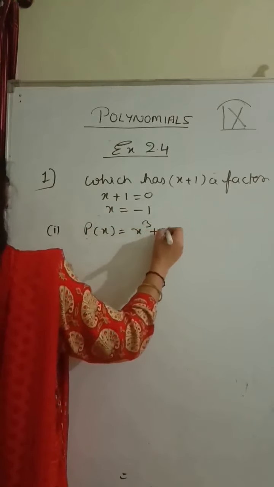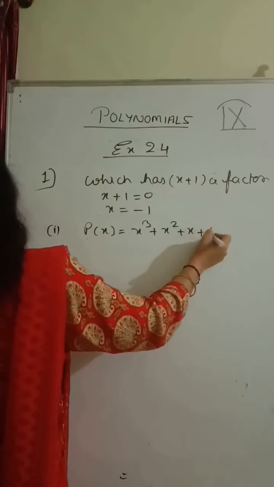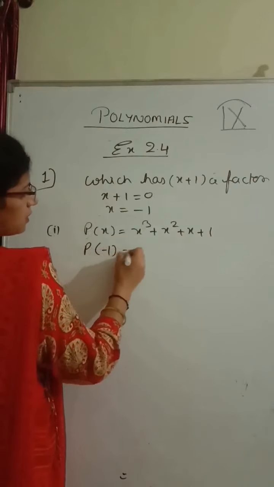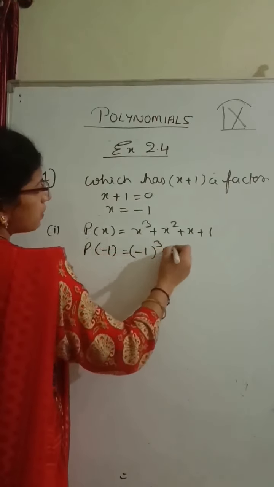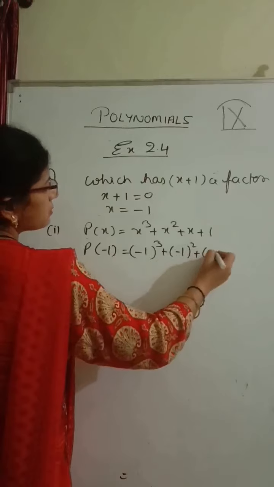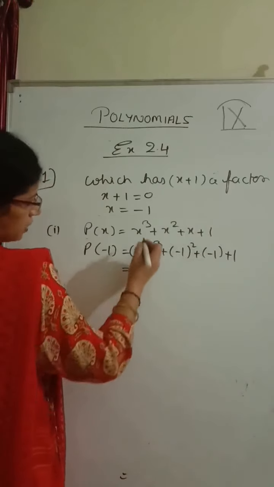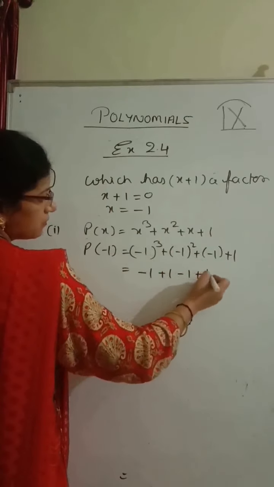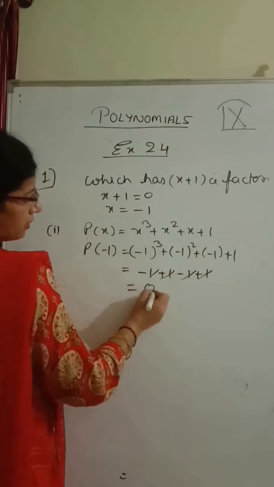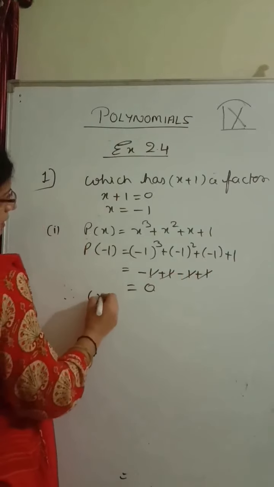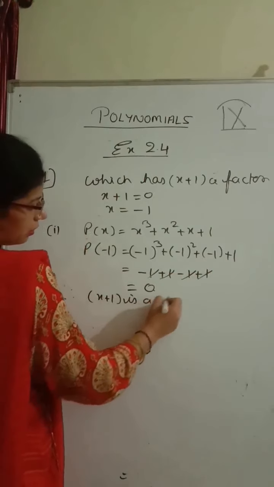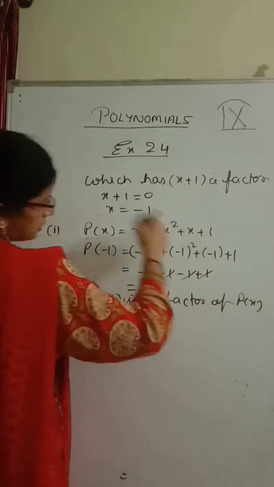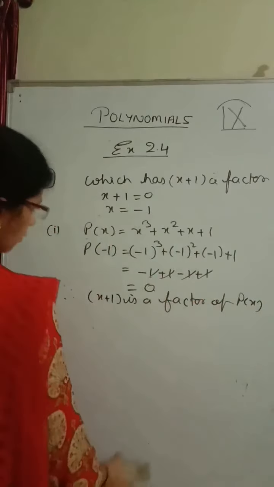x cube plus x square plus x plus 1. So put x is equals to -1. So p of -1 is equals to -1 cube plus -1 square plus -1 plus 1. So that means -1 plus 1 -1 plus 1. So cancel out, the remainder is 0. Therefore x plus 1 is a factor of this polynomial of x. Okay, so it is a factor of this.